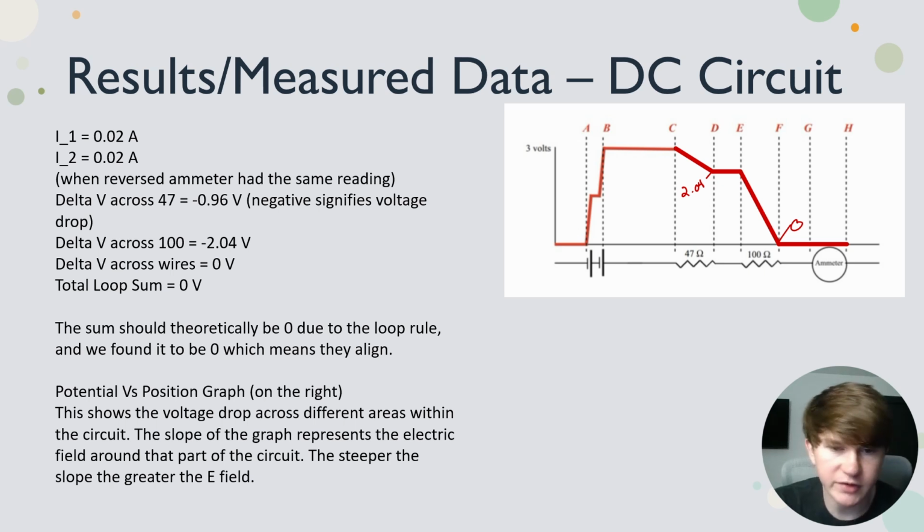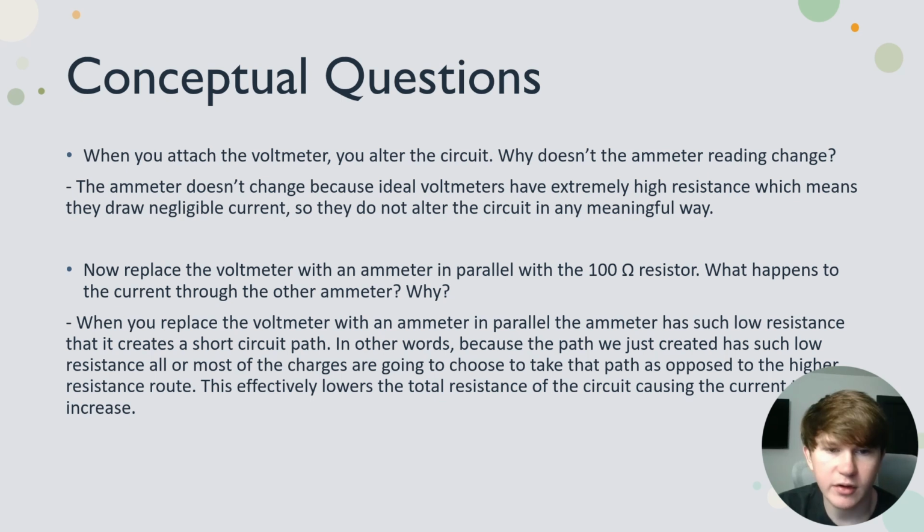The potential versus position graph shows the voltage drop across different areas within the circuit. The slope of the graph represents the electric field around that part of the circuit, the steeper being the greater the E field. So the conceptual questions: when you attach a voltmeter, why you're altering the circuit, why doesn't the ammeter reading change? The ammeter doesn't change because the voltmeters have extremely high resistance, which means they draw negligible current.